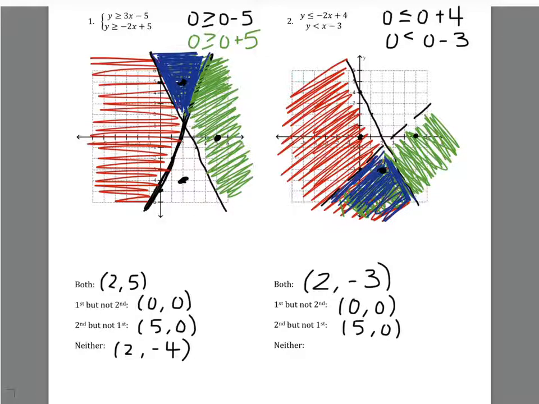Neither. Is there a region that's not being shaded at all? Do you see this corner, this side? It's not being shaded at all. So I can pick a point. How about, let's say 3, 4. 3, 4 belongs to this region, not shaded at all.